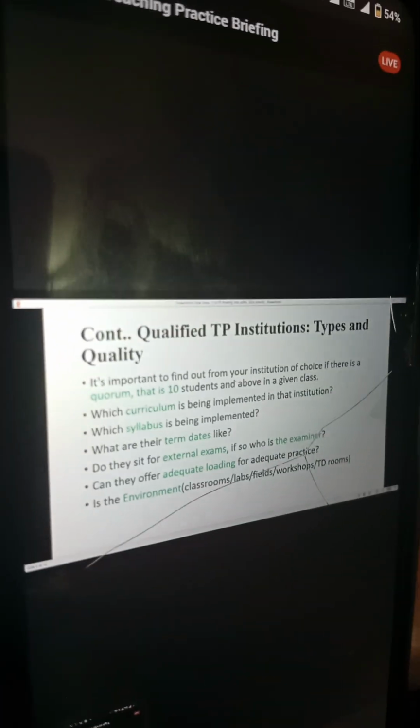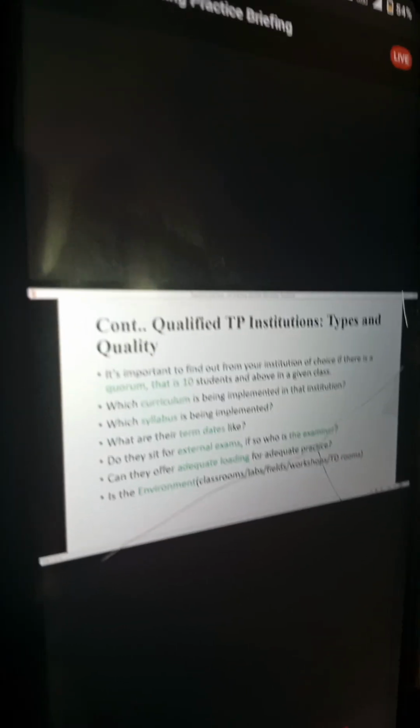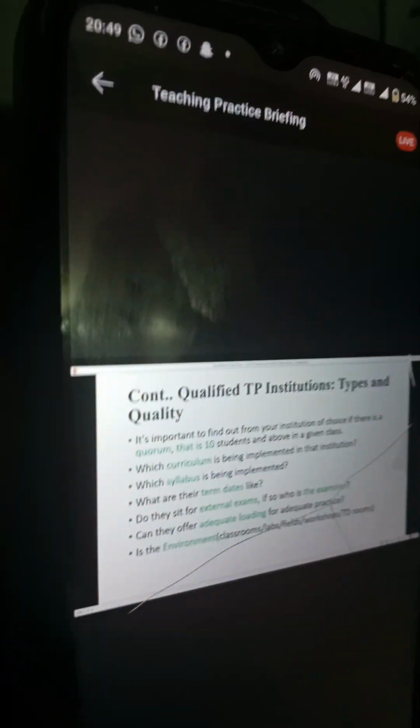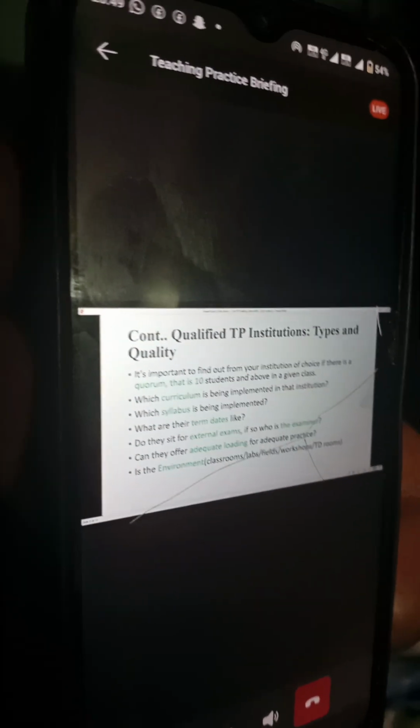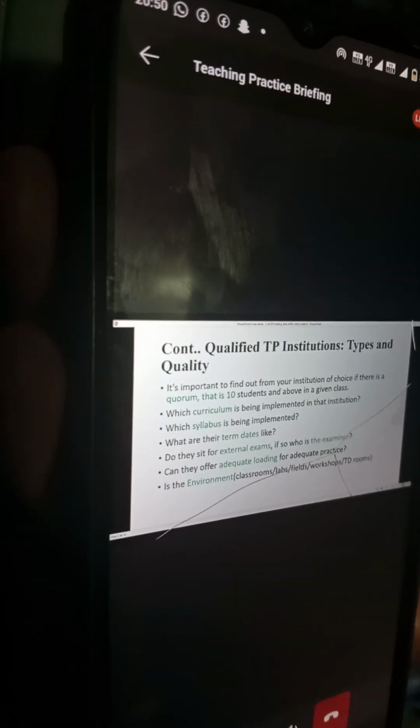The next one, qualified TP institution types, and this is what we refer to as due diligence. How do you consider this one to be qualified, even if it's a public one? Why should we say it is qualified? Therefore, this is the due diligence we are talking about. So what do you consider? Number 1, the quorum.